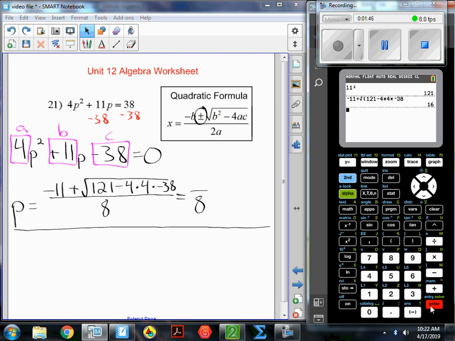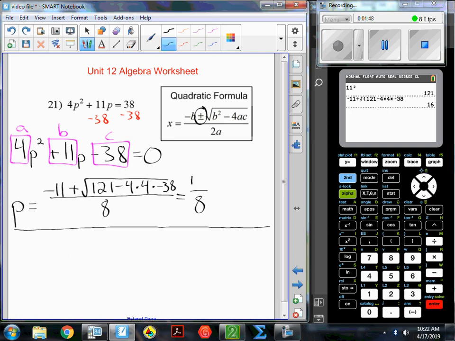It gives me 16. 16 divided by 8 is 2. So p equals 2 is one solution.